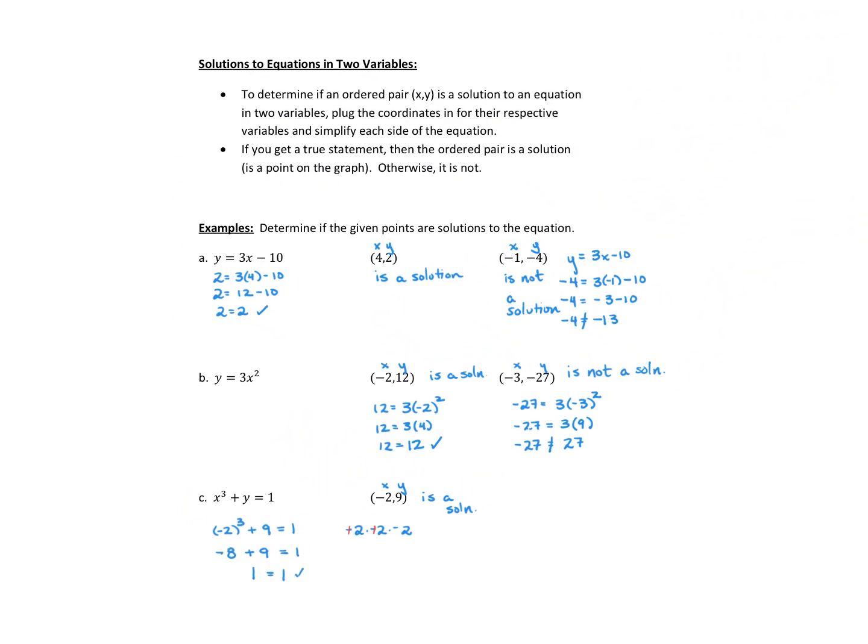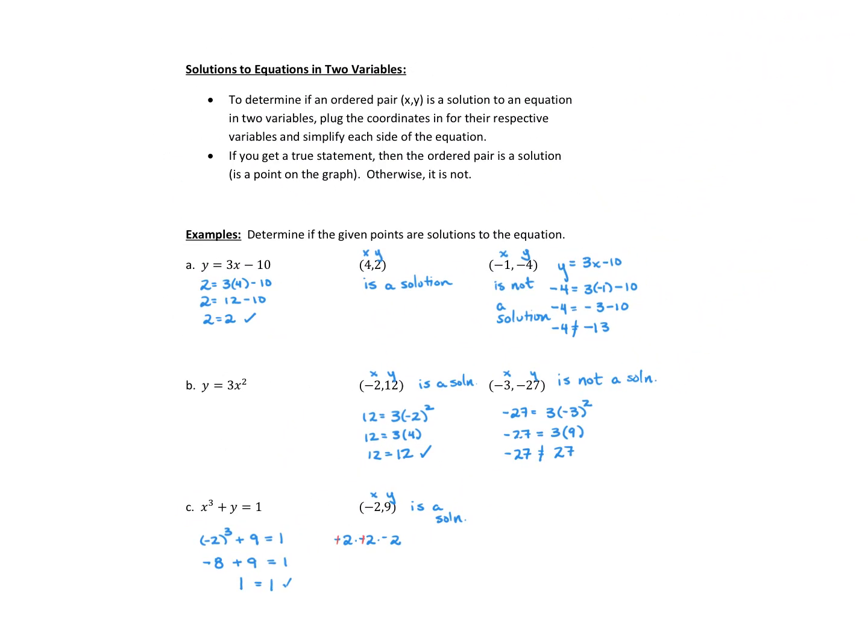All right, so that is solutions to equations in two variables. Now, one thing to note is when we talk about equations in two variables, notice that we are saying is a solution or is not a solution. All we can do is talk about this one particular point. You do not want to use the phrase no solution. When you use the phrase no solution, this means there is not a single point out there that will work in the equation. And that's just not going to happen.